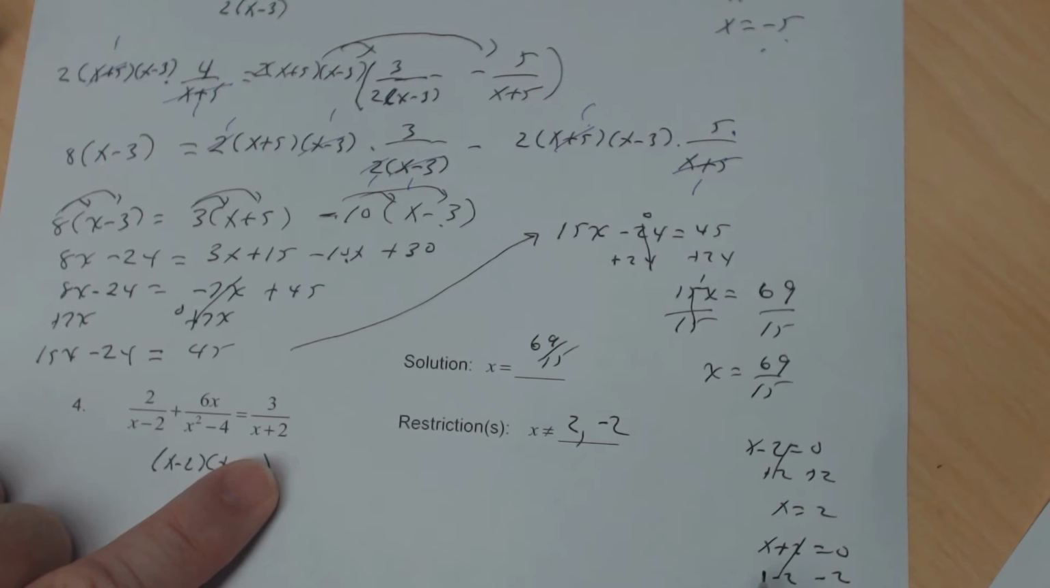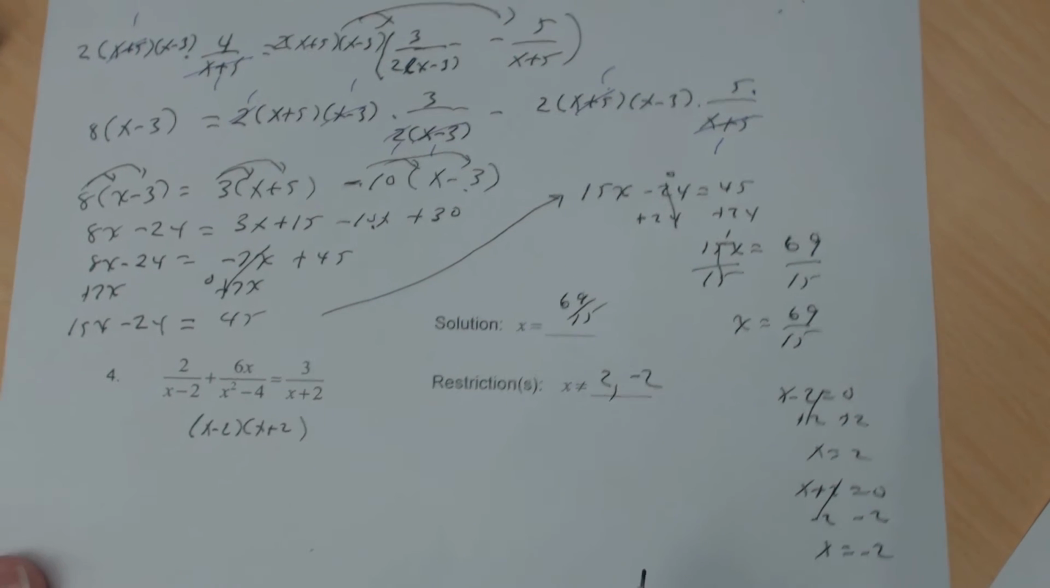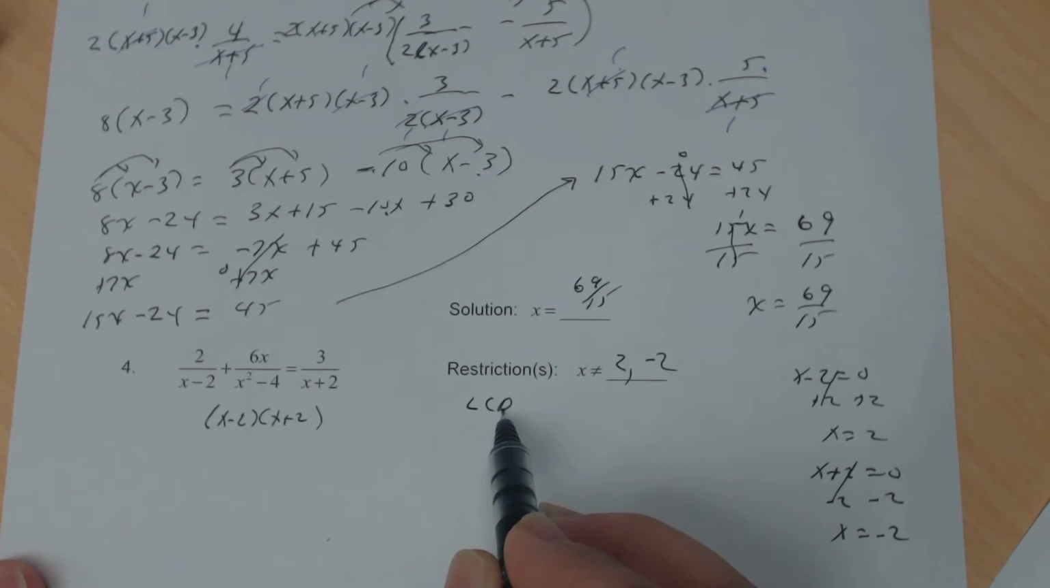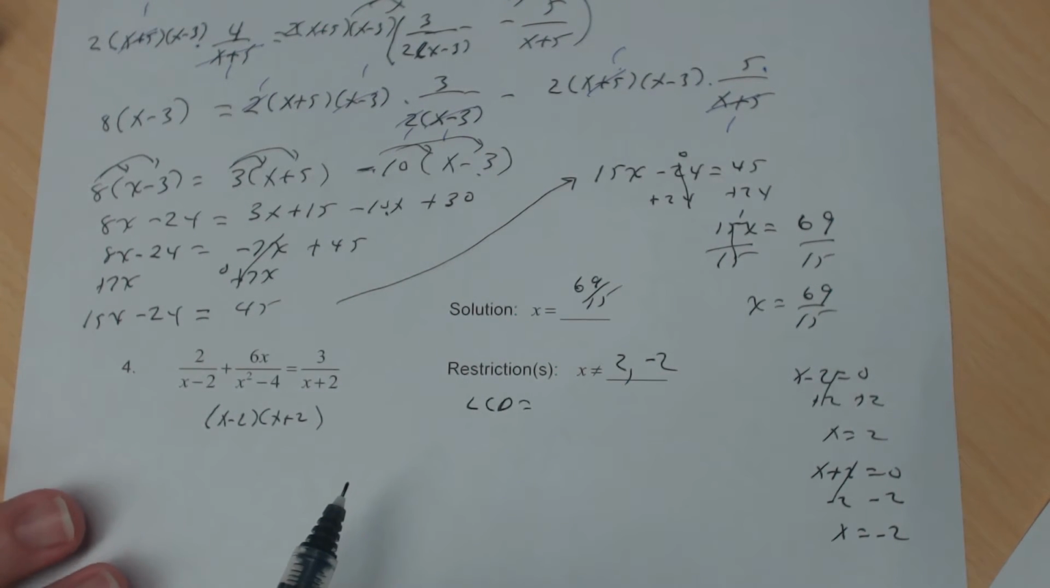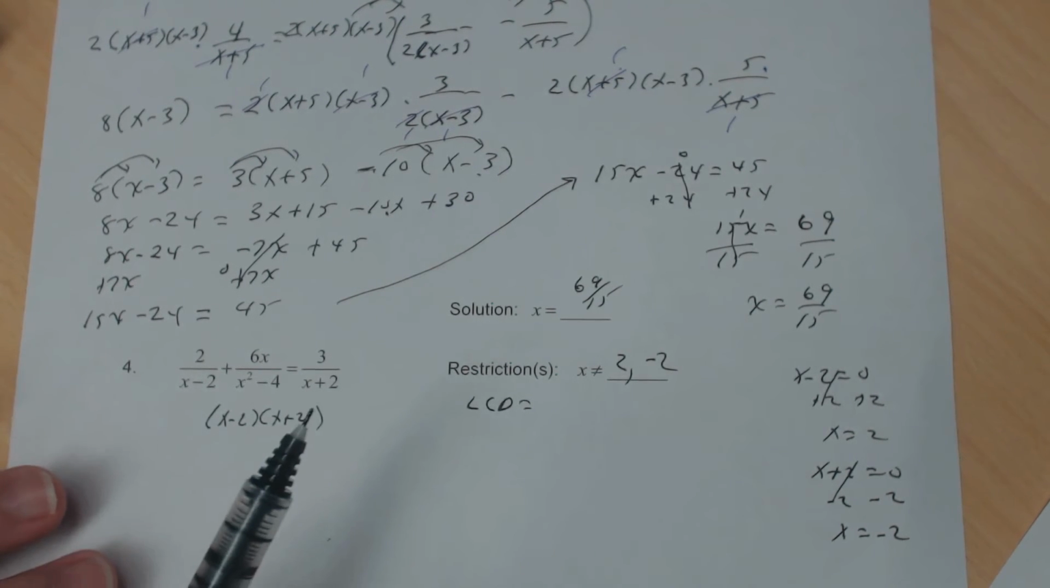That's x plus 2, which I have already done. It's right here. So there are only two restrictions. Now we've got to find the LCD. So the LCD has to include every factor that you see. So you learned about that last semester.